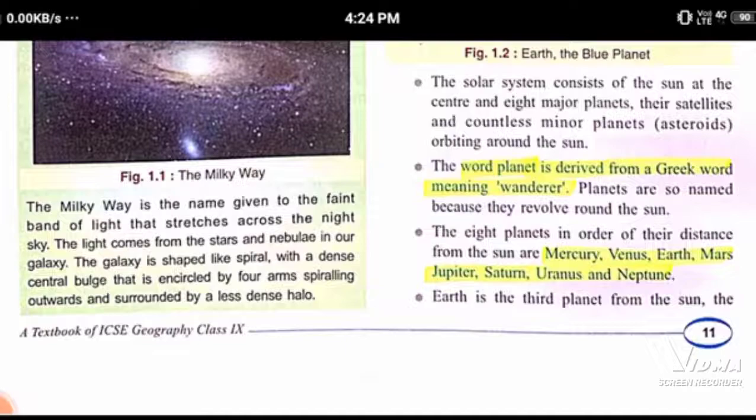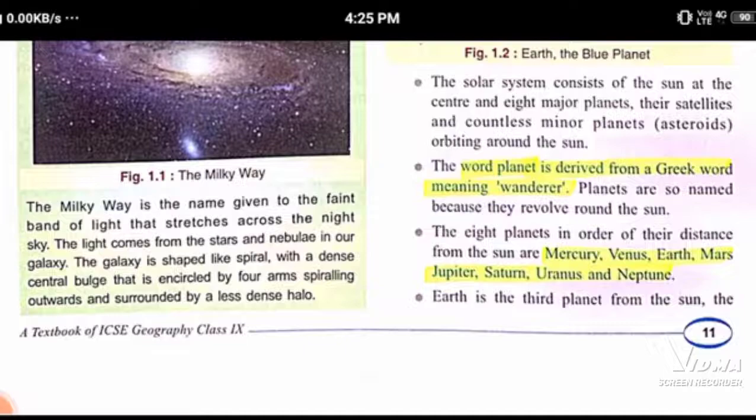The 8 planets in order of their distance from the sun are Mercury, Venus, Earth, Mars, Jupiter, Saturn, Uranus, Neptune, and one more planet was there, that was Pluto. Now it is not visible. No, we cannot say that it is not present now, it is invisible. So now it is not counted in the 8 planets: Mercury, Venus, Earth, Mars, Jupiter, Saturn, Uranus, Neptune.